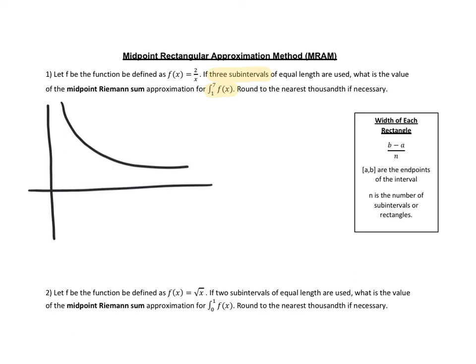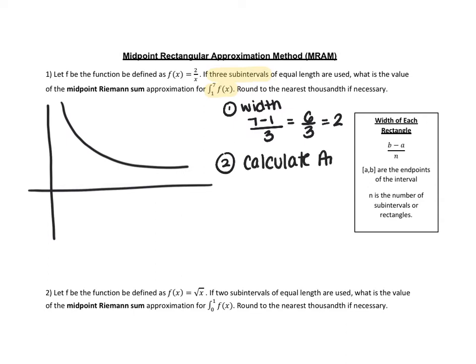First step, we're going to find our width. The width of each of the rectangles is b minus a, so 7 minus 1, over the number of rectangles or subintervals, which will be 3. So 7 minus 1 is 6, and 6 divided by 3 is 2. Now I want to use that to calculate the area.